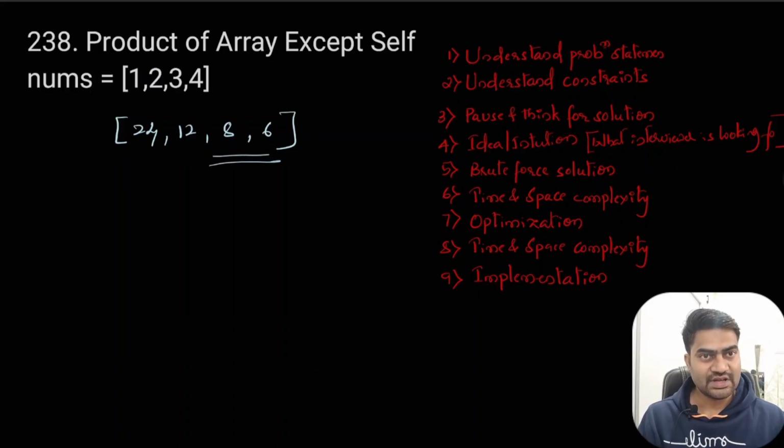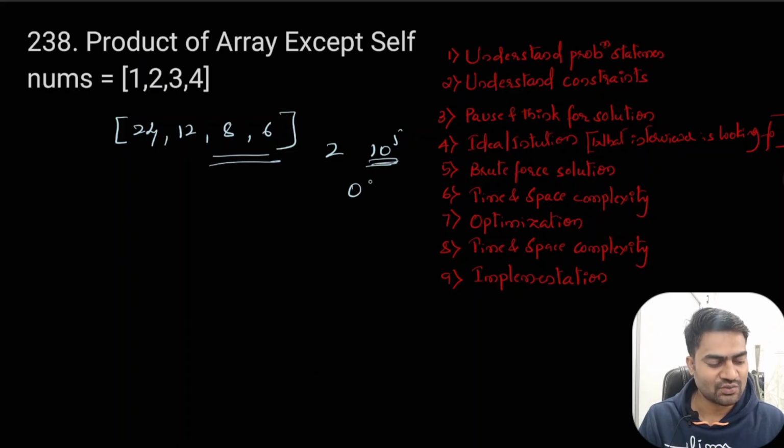And also we are clear about the constraints. The length of array will be between 2 and 10 raised to 5. So as per our standard Leetcode criteria, if at all we try to solve this particular problem in O of n square, then it will give us TLE, correct? So we should try to solve this problem in O of n time complexity.